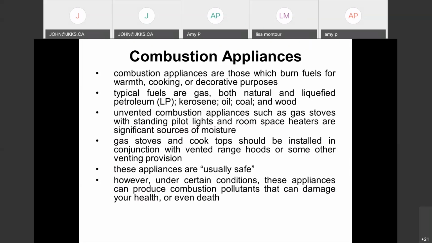So again, a number of different sources. So we generally assume most appliances are reasonably safe, and most are reasonably safe. Again, it depends on the conditions within the house.